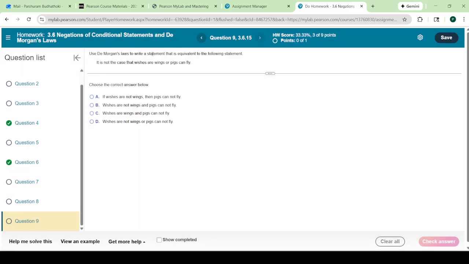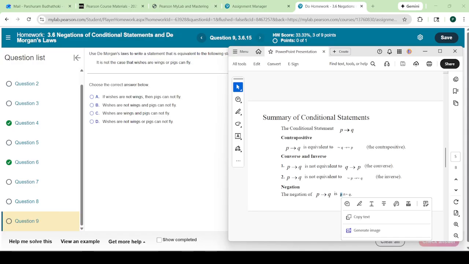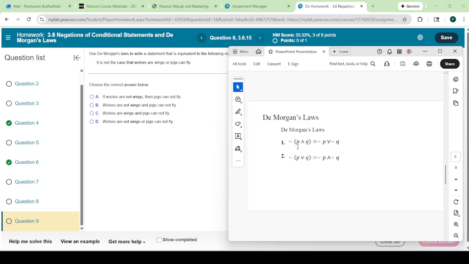Use De Morgan's law to write a statement that is equivalent to the following statement. It is not the case that wishes are wings or pigs can fly. So using De Morgan's law, if you want to find the equivalent statement, as you can see here, negation of P or Q. So not wishes are wings or pigs can fly. The equivalent of that: here is the or, so it's supposed to become and.